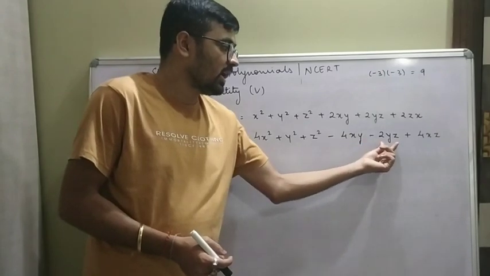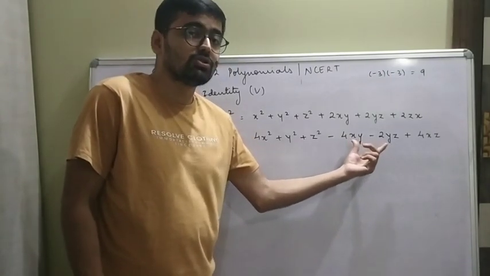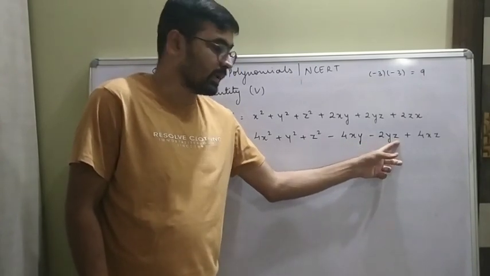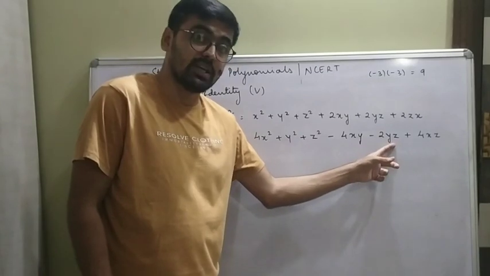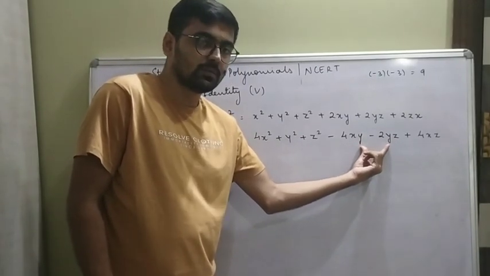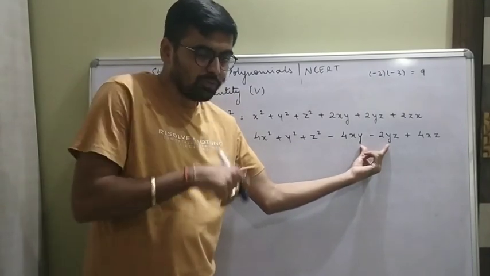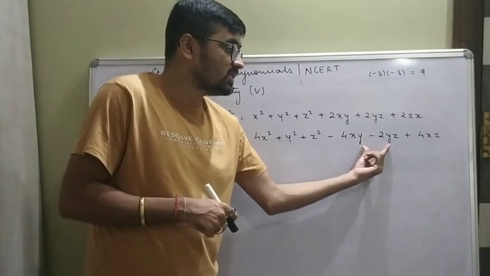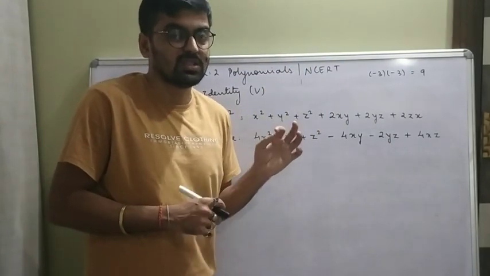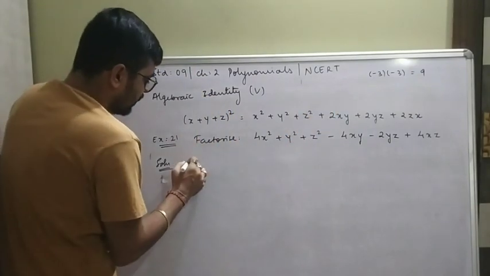Minus 4xy and minus 2yz. Now find out what is common between these two. Here x is present, here not present. Here y is present, here y is present. So can I say in both the terms y is common? So I am going to consider this y as negative.